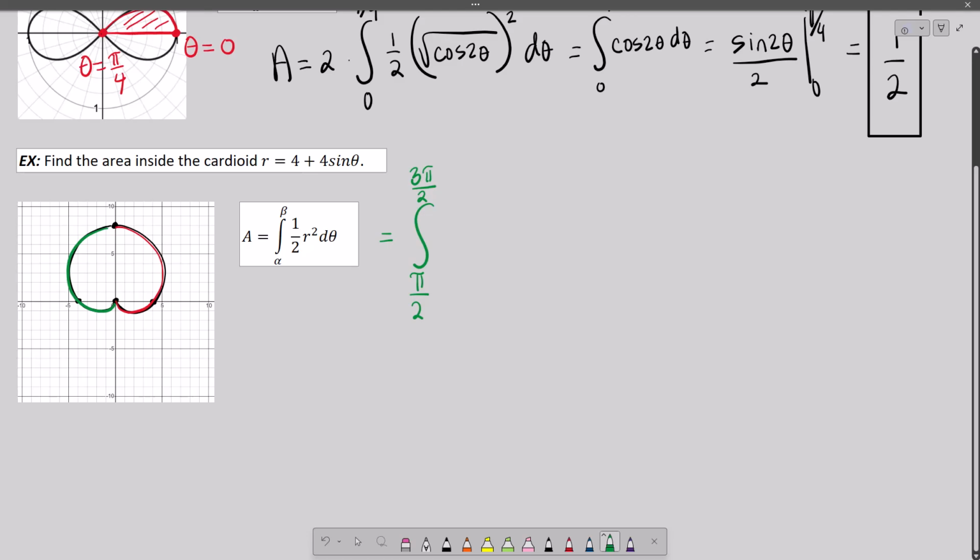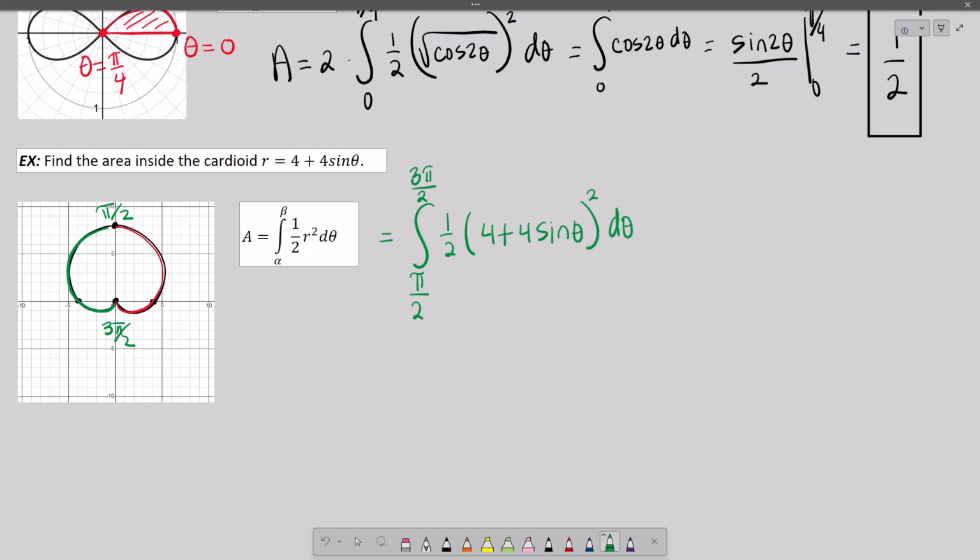And we saw pi over 2 did put us up here at the top, and 3 pi over 2 did put us down here. So we're using the right angles. And then it's just 1/2, and yeah, we want the full area. So 1/2 r squared. So we take our polar curve, square it, and we're going to integrate that.